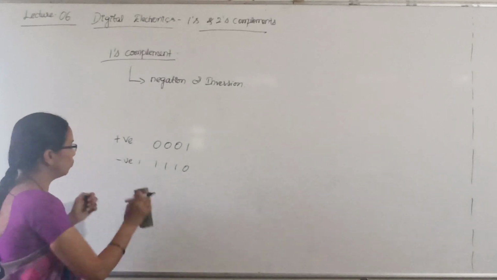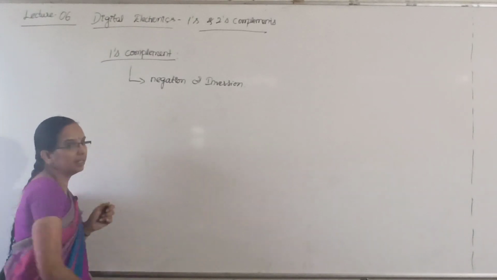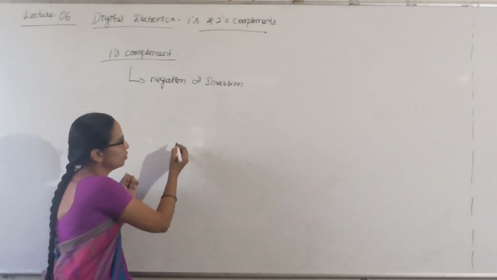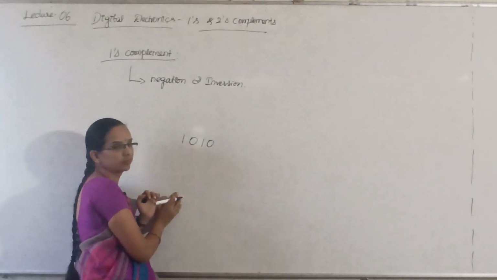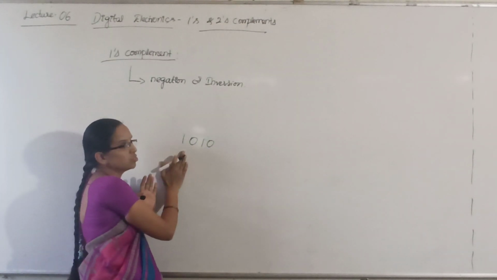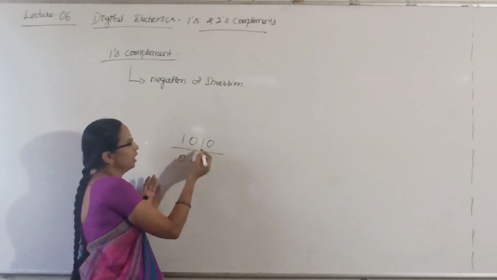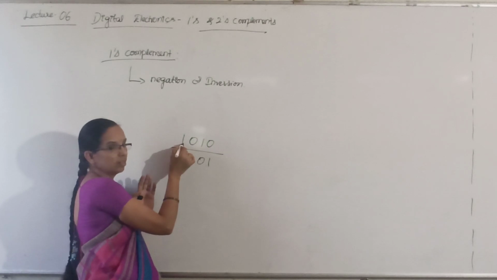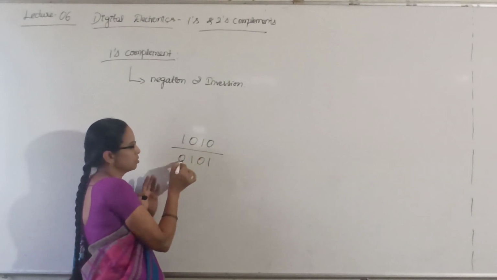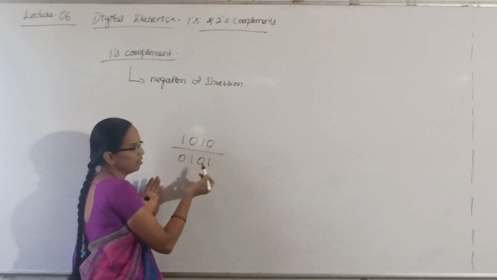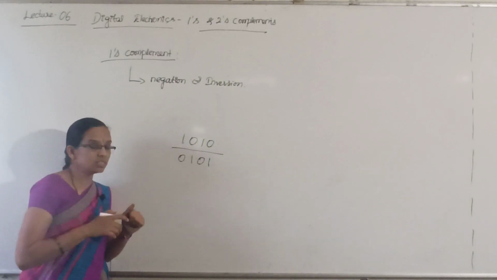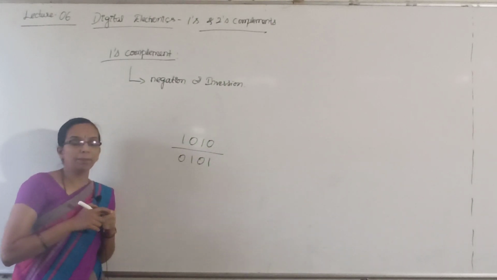Okay, that is 1's complement of a number, any number. For example, I will take 1010. If you want to represent the 1's complement of 1010, it means 0101. That is, I have replaced all the ones by zeros, all the zeros by ones. That is nothing but 1's complement of a binary number.